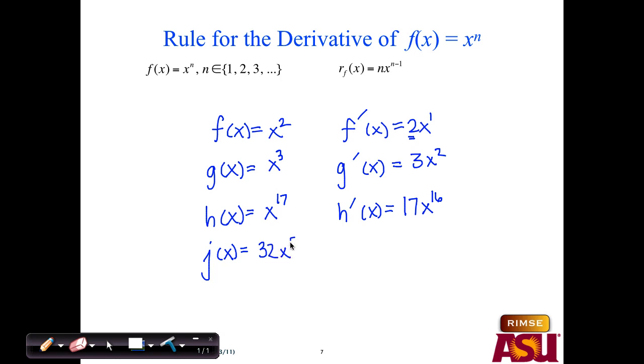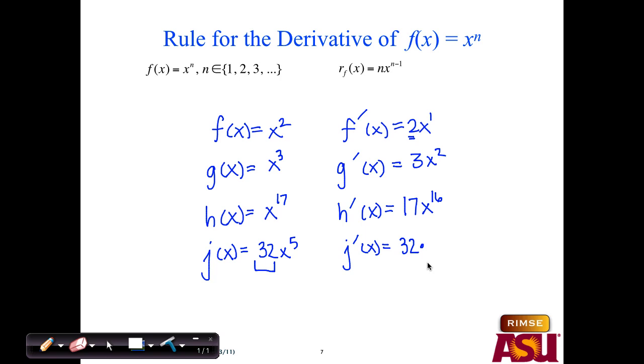Now, what if I had something like j of x equals 32x to the 5th. What on earth do I do with that 32? Does that mean that when I take the derivative, I have to have something like 31 in the exponent? No, this is just a constant multiple. So I can kind of ignore the 32, not really do anything with it other than in the end, I'm going to multiply it back on.